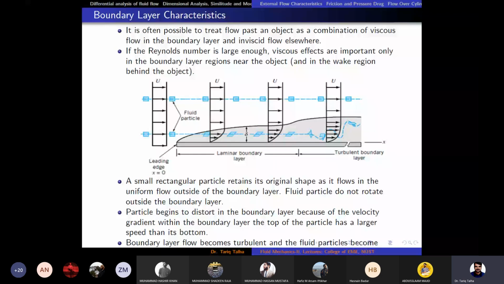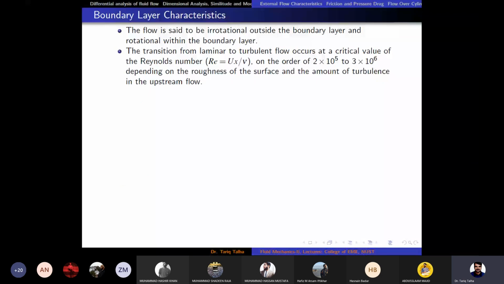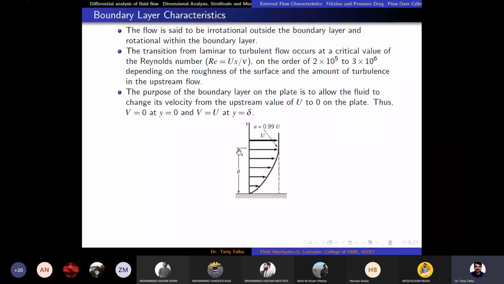So here you can see that delta, the boundary layer thickness. That is the distance away from the solid surface where the velocity of the flow becomes 99% of the free stream value. So it means that if the free stream value was 10 meters per second, we measure that distance away from the surface where the velocity becomes 9.9 meters per second.